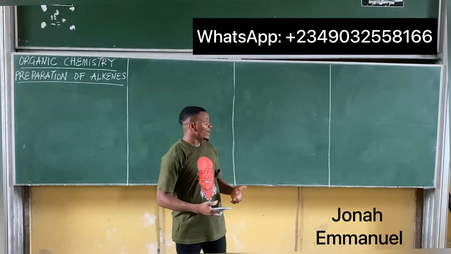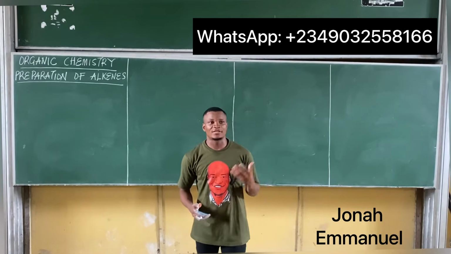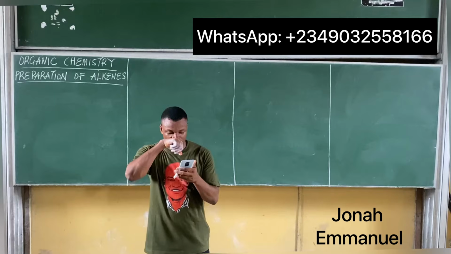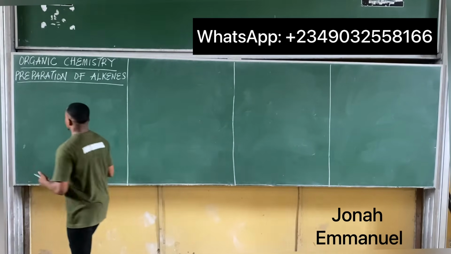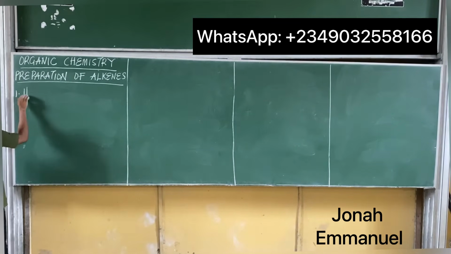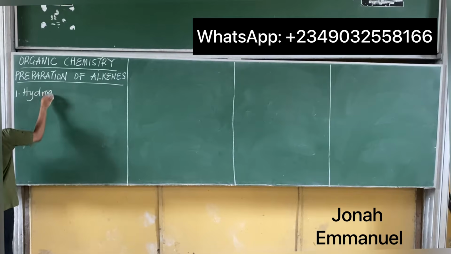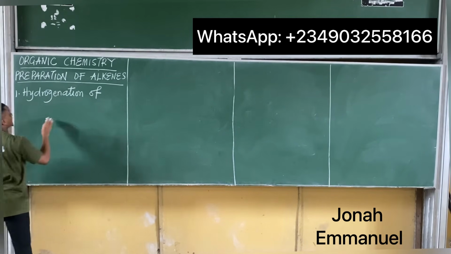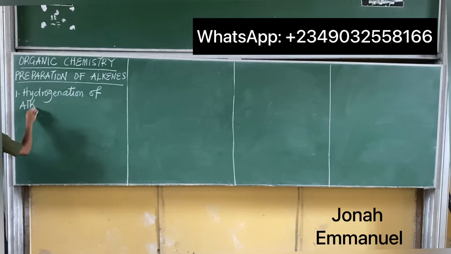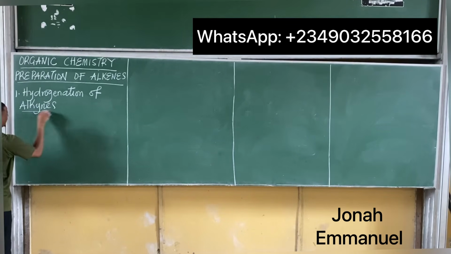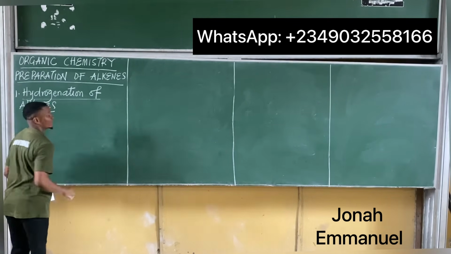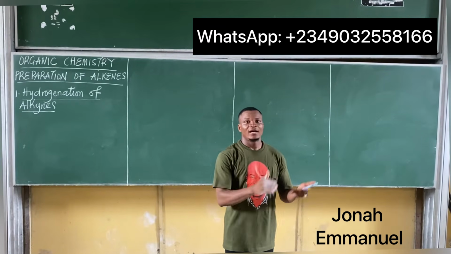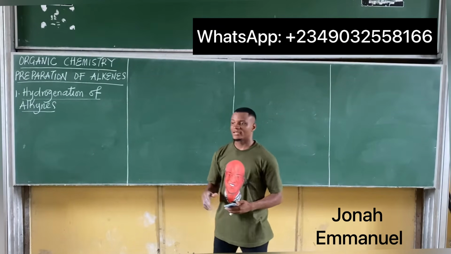All right, so let's consider preparation of alkenes. Please take down, please. The methods for the preparation of alkenes include, number one, hydrogenation of alkynes. When we say hydrogenation, it means I'm doing what there? Adding hydrogen. Take down, please.